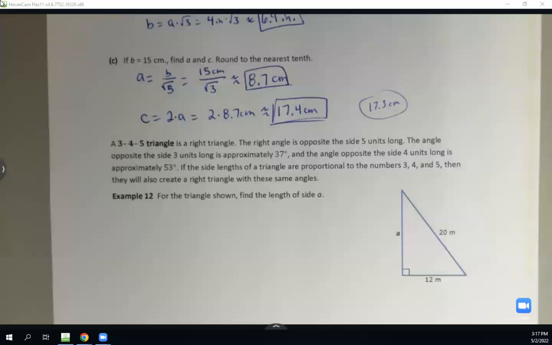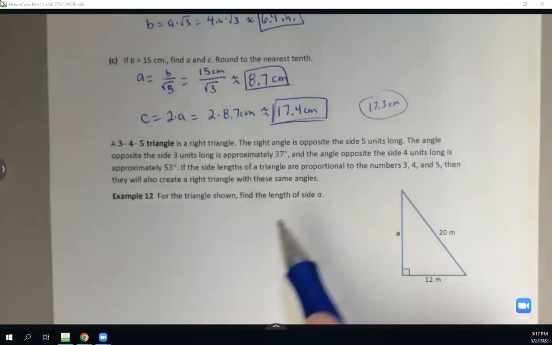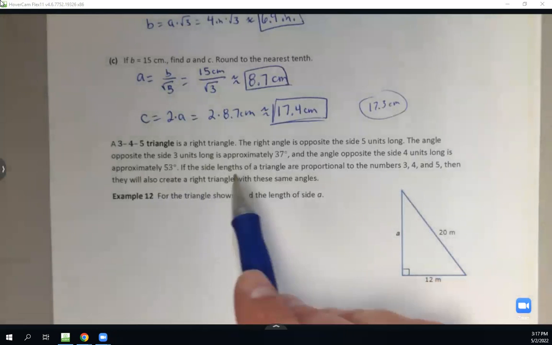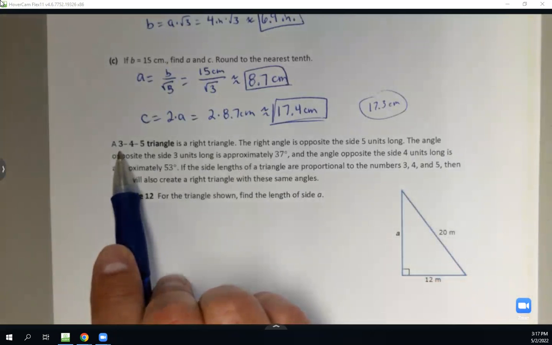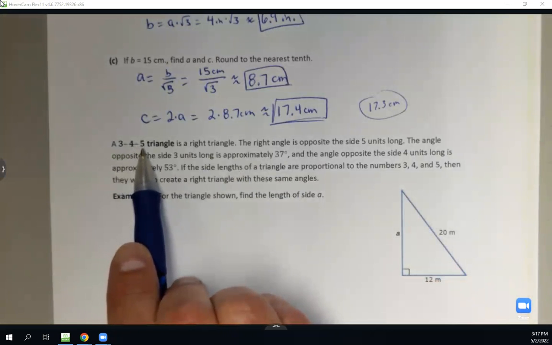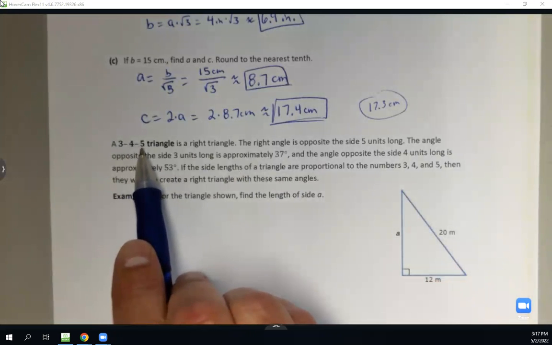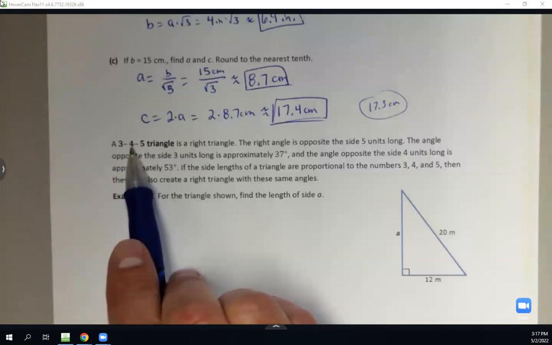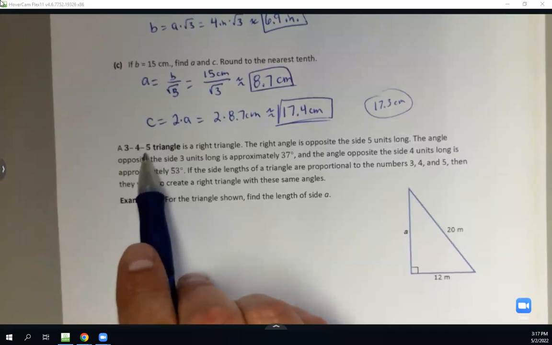So a 3, 4, 5 triangle is a right triangle. Anytime we have a triangle in the ratio of 3, 4, 5, it's going to be a right triangle. Now again, the 3 is like the short leg, the 4 is the longer leg, and the 5 is the hypotenuse. So if the shorter leg and the hypotenuse are in a ratio of 3 to 5, then you're going to be able to figure out what the longer leg is. It's going to be in the ratio of 3 to 4 or 4 to 5. Does that make sense? Okay.